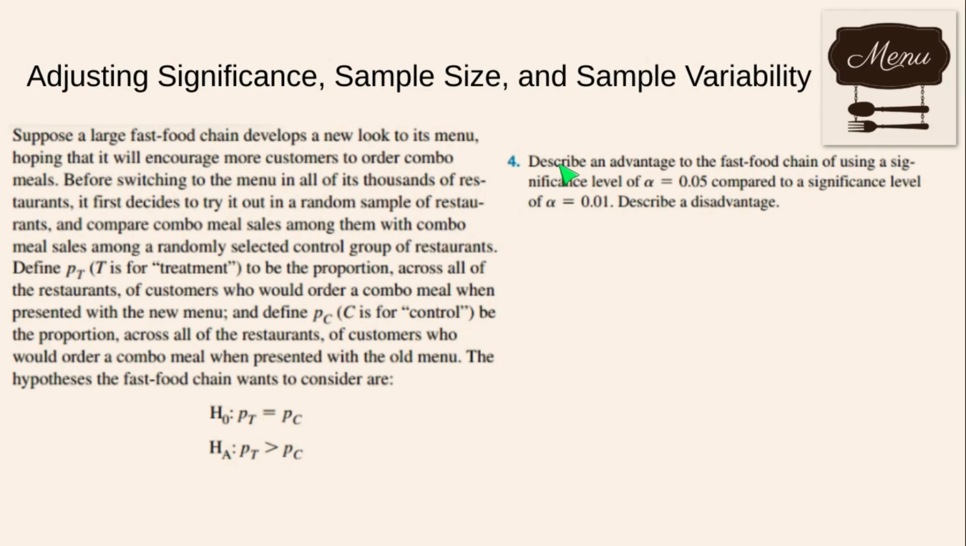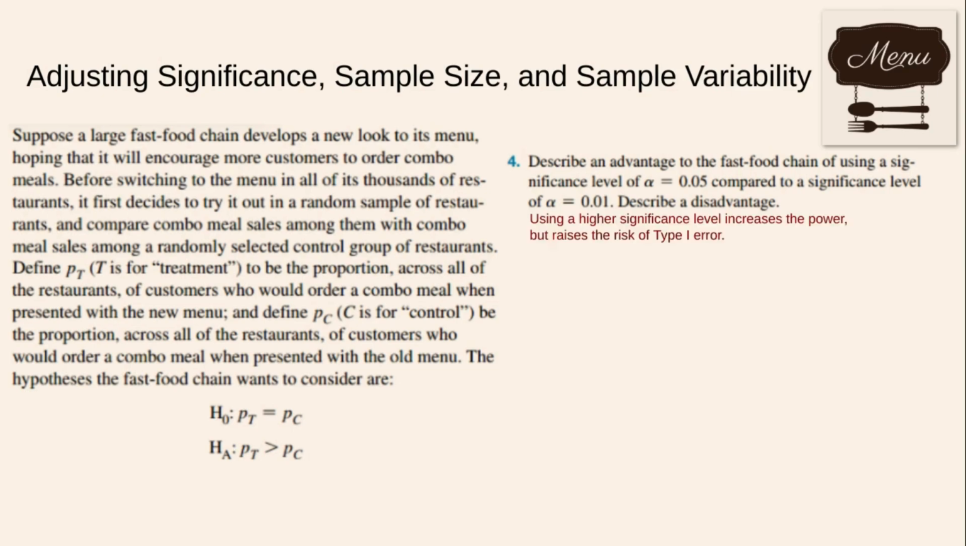Let's look at number 4. Describe an advantage to the fast food chain of using a significance level of 0.05 compared to a significance level of 0.01, and also describe a disadvantage. Take a moment, pause the video, try this one on your own and see what you get. All right, I'll assume we're ready to continue.